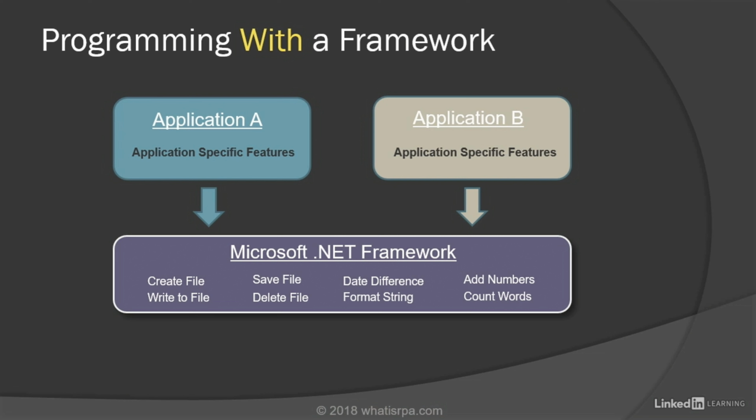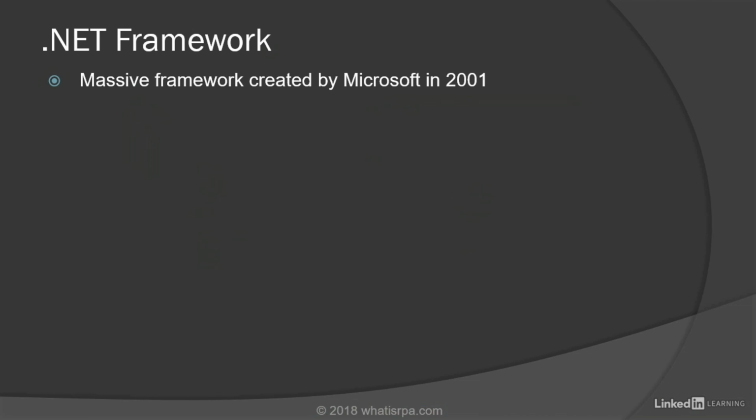So when we program with a framework, we first start by downloading and installing the framework, in this case, the Microsoft .NET framework. And that framework would have things like create file, write to file, save file, delete file, and so on. Then when you create a project for Application A or Application B, you simply reference that framework, and then the only thing you need to build for any application are your application-specific features. So clearly that saves a lot of time and makes programming much more consistent and reliable. There are many frameworks, but most RPA tools are going to be most focused on the .NET framework. This is a massive framework that was created by Microsoft way back in 2001.